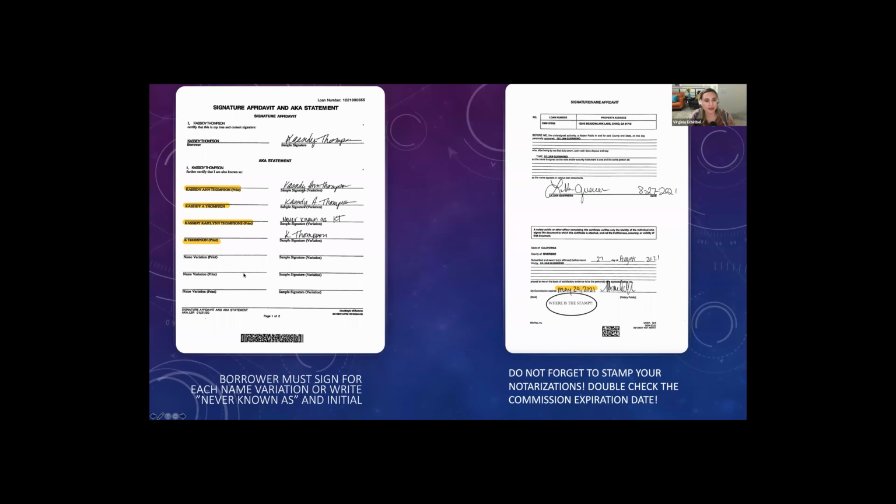This can hold up funding. So make sure the signer goes through each variation, signs for the ones they're known as exactly like that variation is written, or indicate never known as and initial. Sometimes the borrowers will have many aliases and there's 1 or 2 pages full. I know it's a pain, but you have to go through each one and have them signed. Good job, everyone. That was awesome.